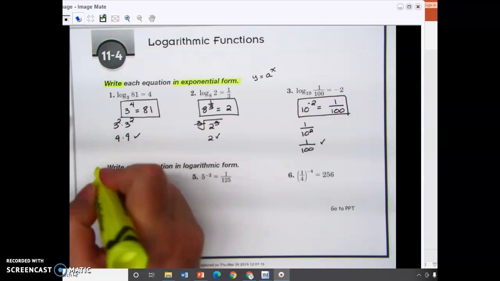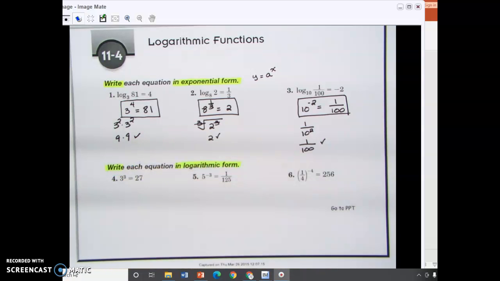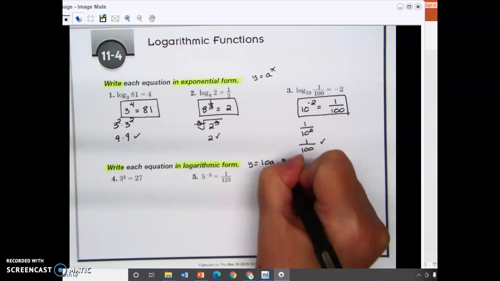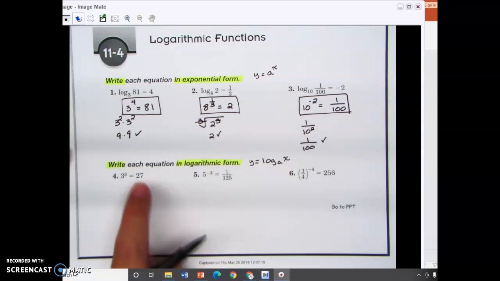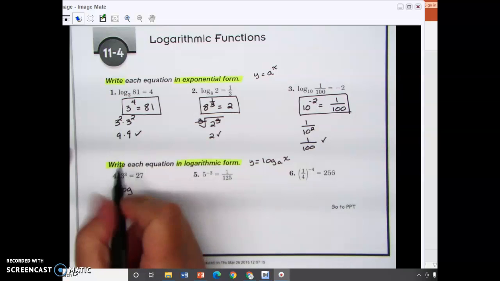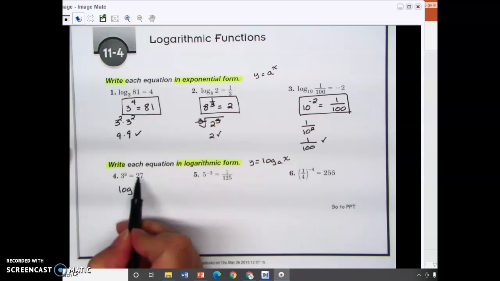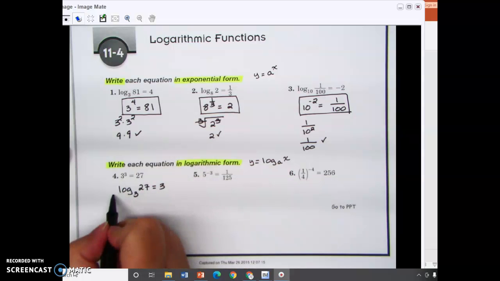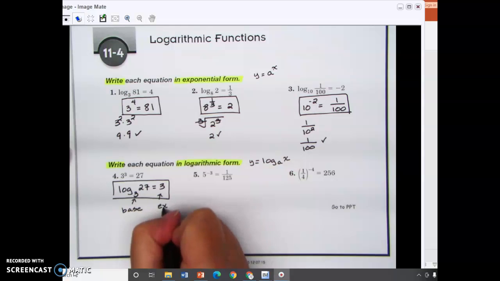So the next question says do it in reverse, and we want to write it in log form. And so again, it's y equals the log base a of x. And I'm going to put that y on the right-hand side just to match these top ones up here. So we have the log base 3, because 3 is the base of my exponential function, of the number, which is 27, is equal to the exponent, which is 3. So remember, this bottom number here is the base, and this top number here is the exponent.